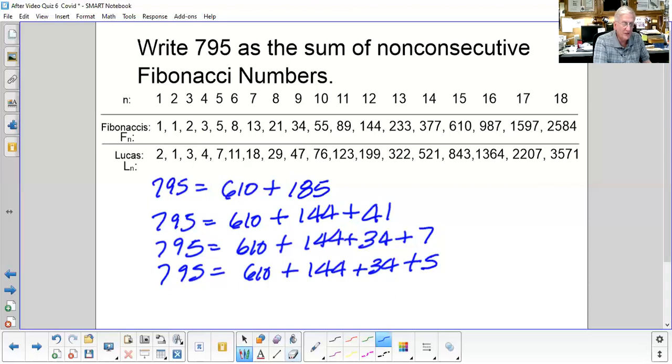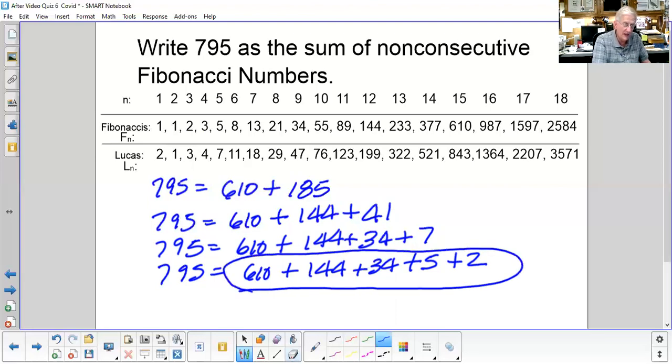And what's 5 from 7? It is what? 2, right? 2's a Fibonacci number. Guess what? I'm finished. So this is right here the answer I'm looking for. It is a sum of Fibonacci numbers, which when added together, add up to 795 that are non-consecutive. They are not next to each other, okay? So, therefore, I have completed this problem successfully.